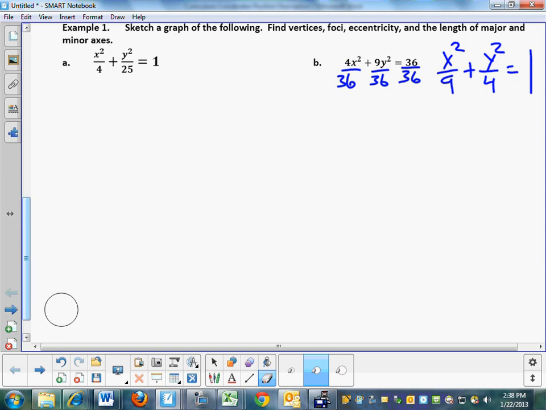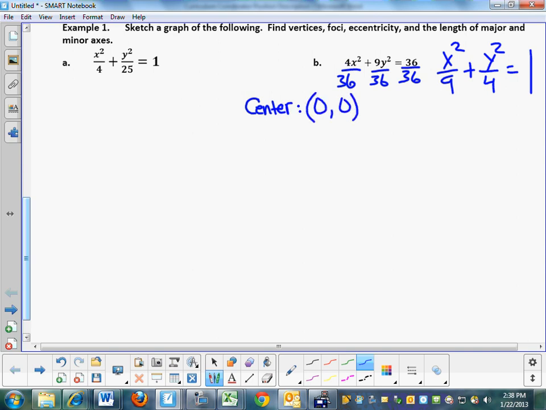You're all very smart. Now we have x squared over 9 plus y squared over 4 equals 1. Is this stretched vertically or horizontally? Horizontally. Why? Bigger number under x squared. Excellent. So I'm going to identify the center. We set it at 0, 0. Now I'll identify A, B, and C.